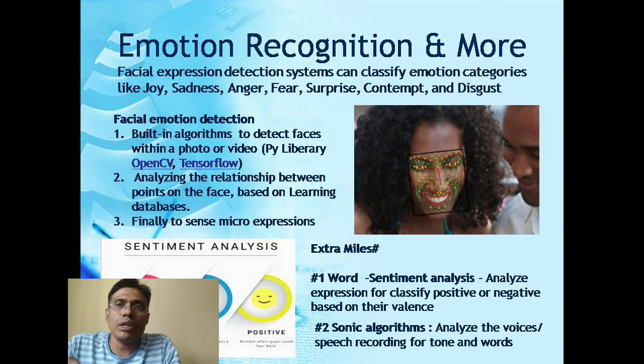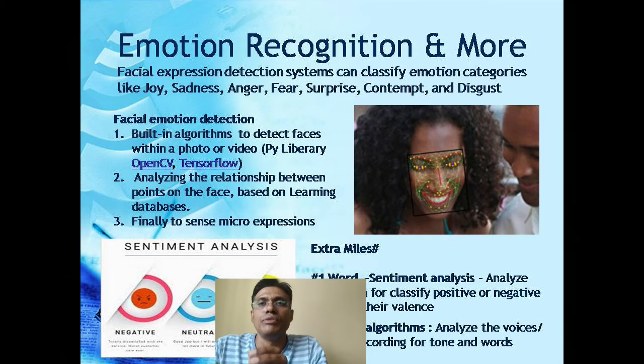What it does is it will analyze the relationship between the points of the face, like how the chin is moving, how the eyes are, how the eyebrow expressions are. So basically it does a mapping of the person's face and then finds the closest match to identify which classification that expression belongs to, and finally reaches the micro expression as to what kind of mood the person is in, right? So as I said, this is quite possible in terms of word sentiments and sonic algorithms, like how we speak and all those things.